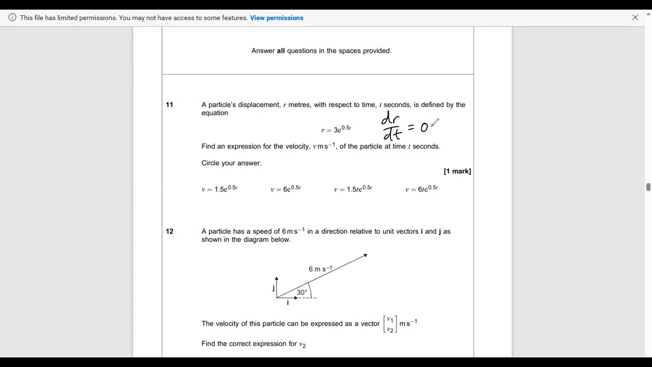So you differentiate the power 0.5t, that gives you 0.5. So 0.5 times 3 times e to the power 0.5t. So half of 3 is 1.5. So you're going to get 1.5 times e to the power 0.5t. That's going to be your velocity because that's your dr by dt. And that's our first option there. So that's going to be the first question done. That's our first one, question 11, section B, AQA 2021. That's our answer there for the velocity.